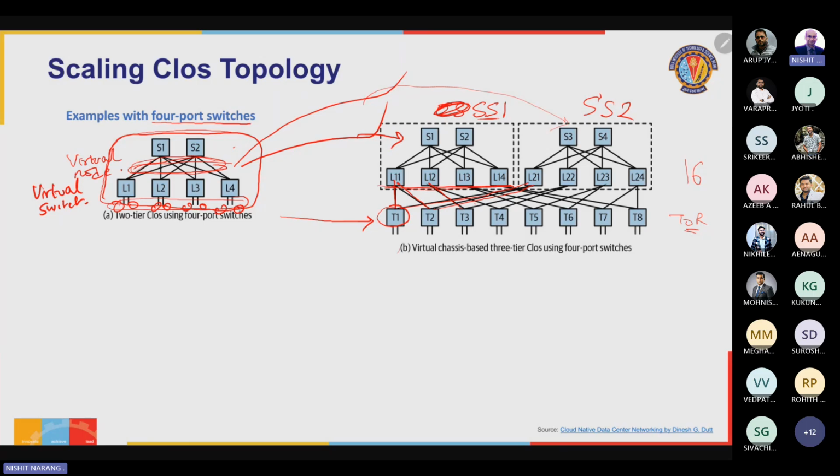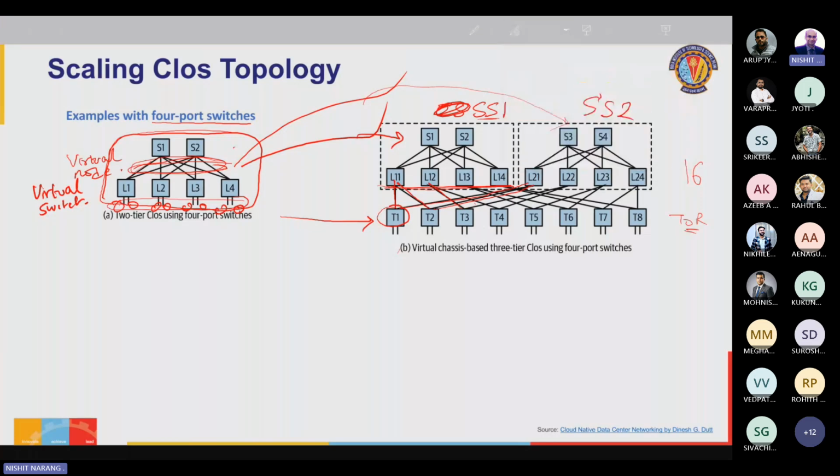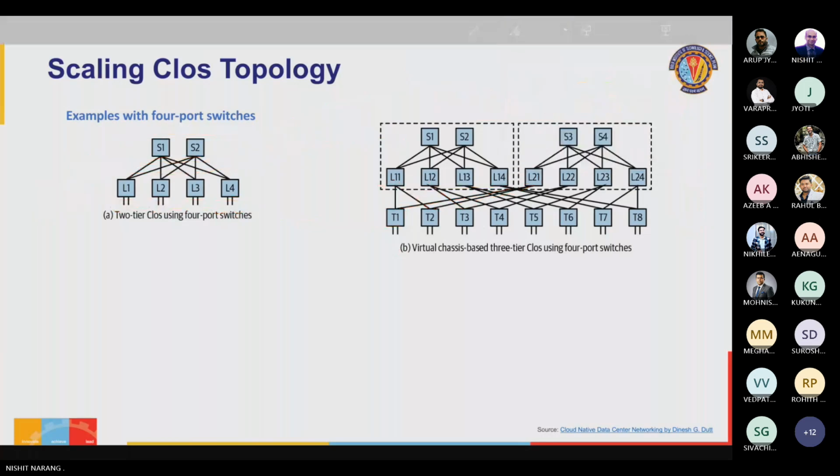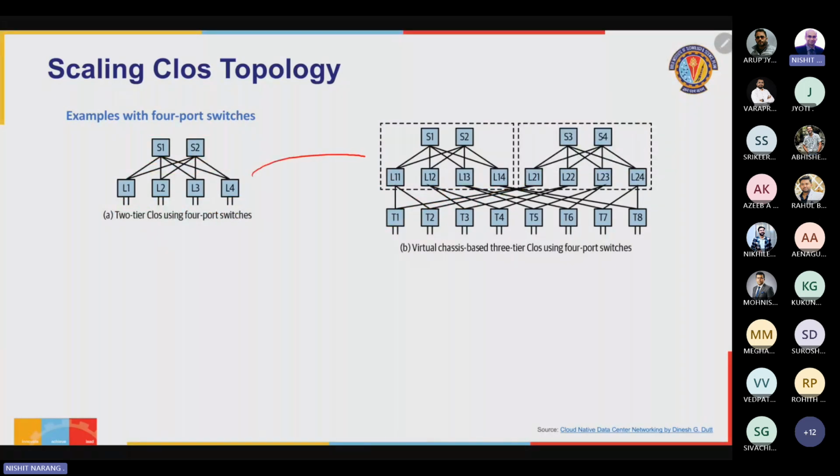Now in this new 3-tier topology, let me erase all that I've written so that you can see it clearly. In this new 3-tier topology, how many servers am I able to connect? How many servers do I have now connected? Have I doubled the capacity by increasing one more level of hierarchy in the network? Right? I have. So now I can double the capacity. From 8 to 16, I could transition by adding one more layer of hierarchy in the network.